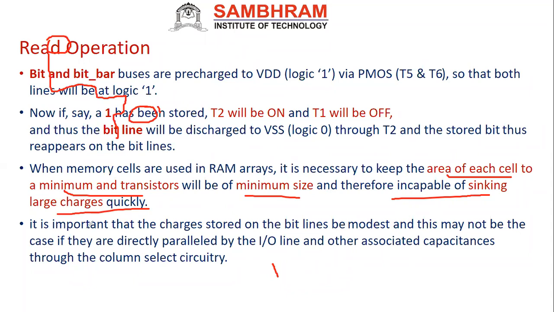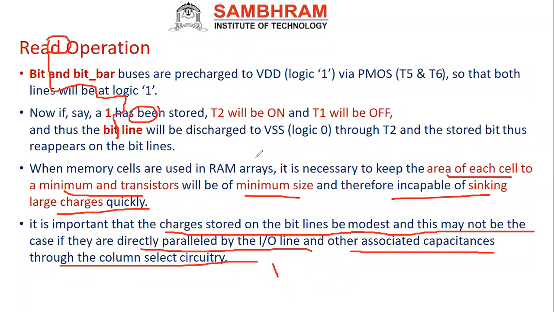That is very important. It is important that the charges stored on the bit lines be modest, and this may not be the case if they are directly parallel to the IO line and other associated capacitors through the column selector. Now, instead of using only a single read or write, if I use bit and bit bar in parallel with the IO line, say 1 is the IO line and IO bar is the bit line, then automatically what will happen? The associated capacitance comes through the column select circuitry, so I can easily access the stored charges.